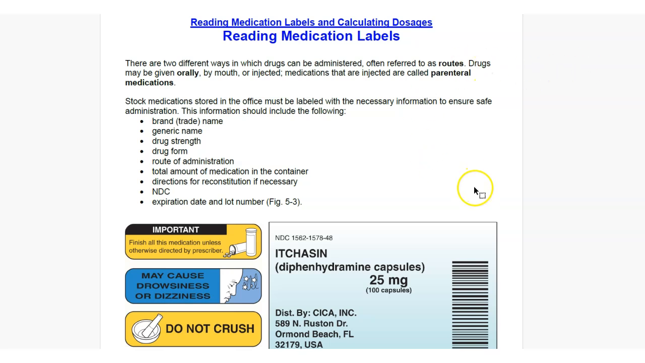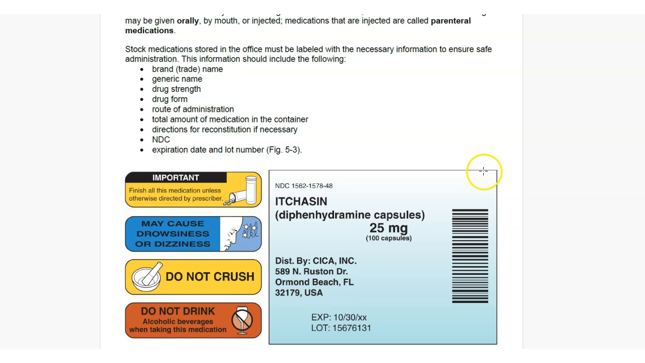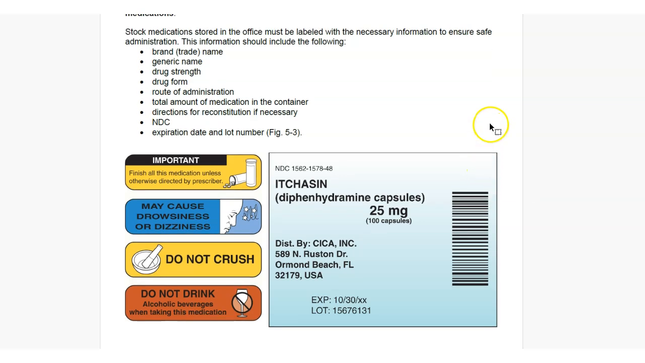So this is an example of a drug label that has all that information, and it should also include any pertinent warnings regarding that medication. For this specific example, this is diphenhydramine capsules, or Benadryl. For this specific one, the brand name is actually Itchasin. It has some warnings. It says finish all the medication unless otherwise prescribed. May cause drowsiness or dizziness. Do not crush. Do not drink alcohol because it can interact with the medication.